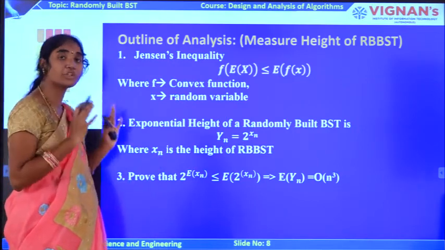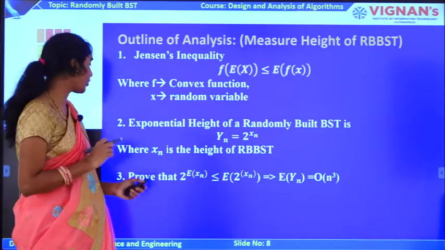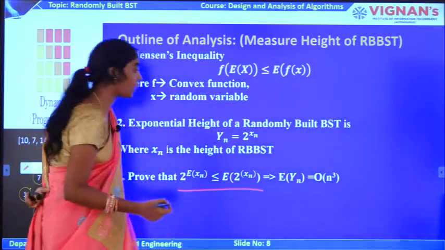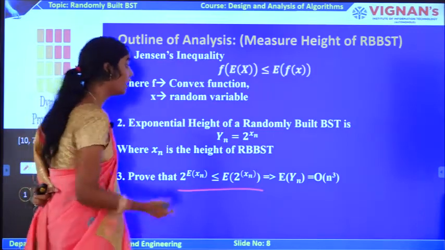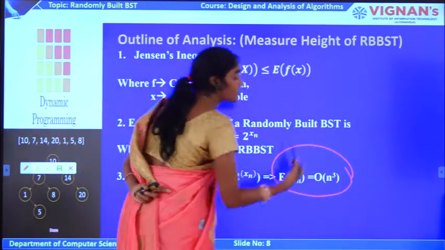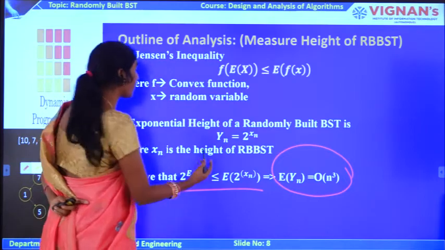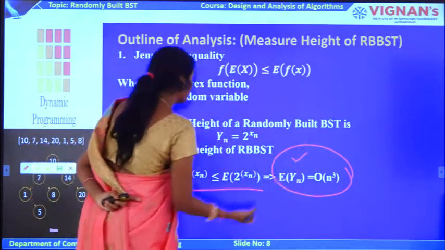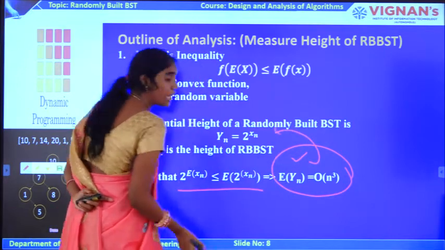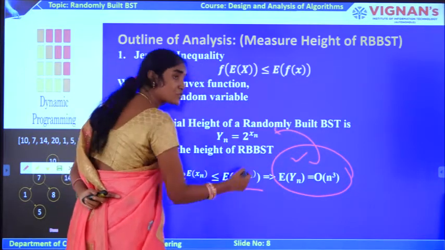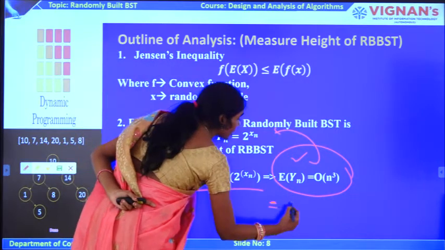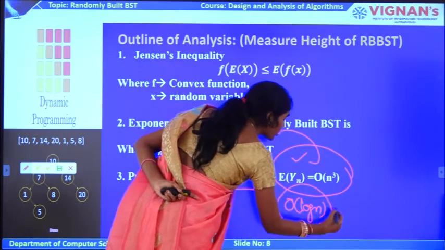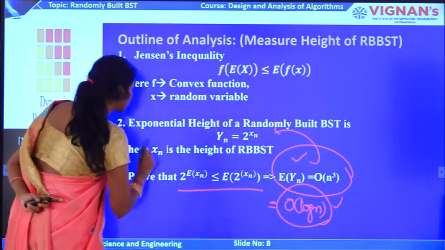Now we need to prove that. Here, in our analysis part, we are going to prove that 2 to the power of E of Xn is less than or equal to E of 2 to the power of Xn. Then I can say that E of Yn is equal to big O of n cube. If I prove either of these and use the substitution method, that can be evaluated to big O of log n. Finally, I want to showcase this with the help of this lemma.